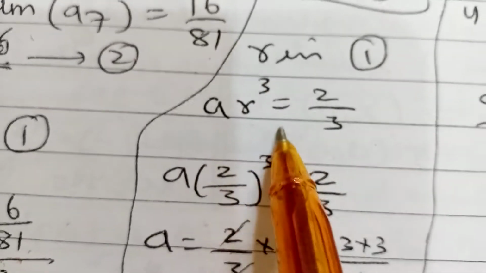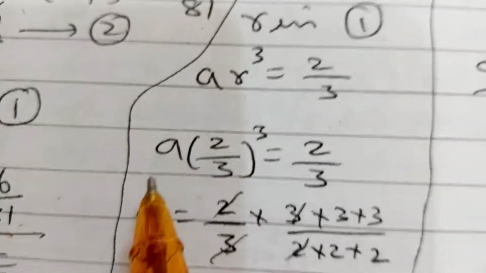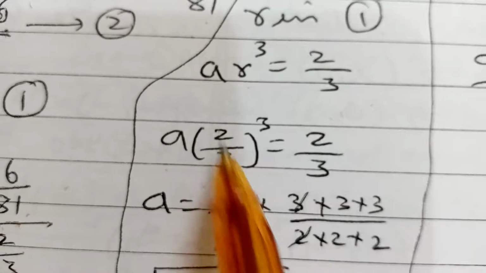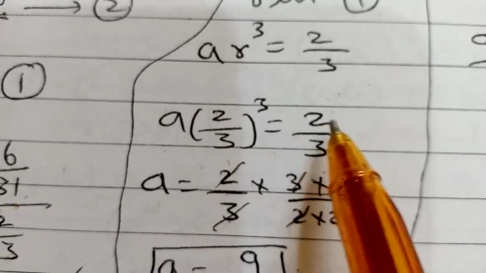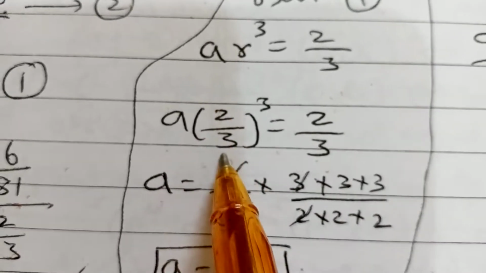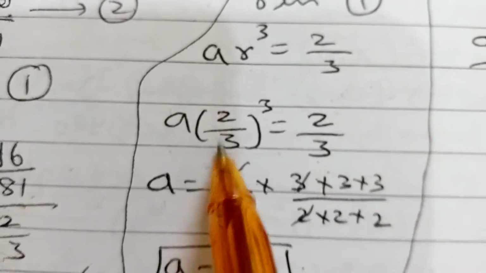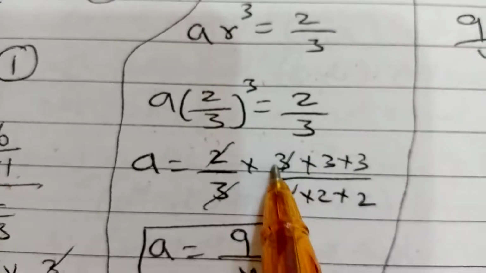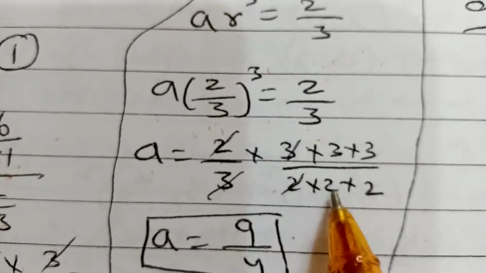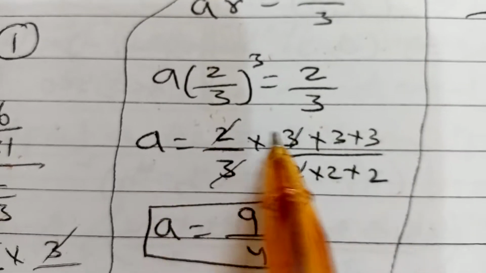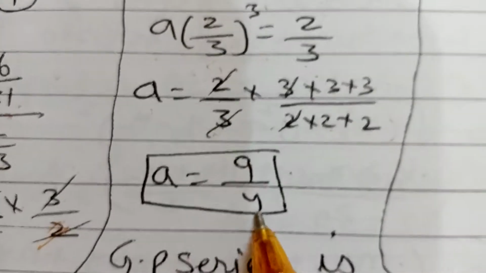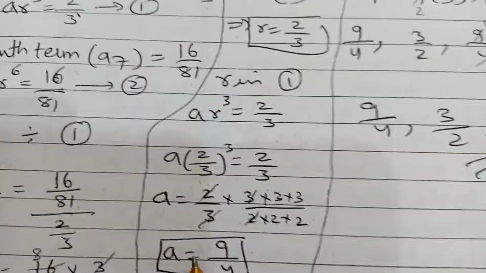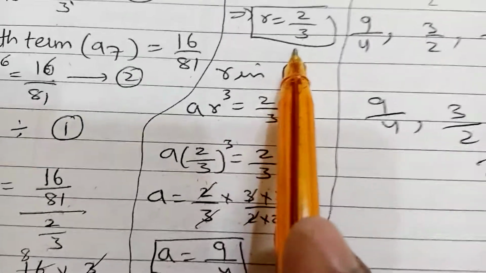A r to the power of 3 is equal to 2 by 3. A as it is. r means (2 by 3) to the power of 3 is equal to 2 by 3. So this 2 by 3, when you send it there, it becomes (3 by 2) to the power of 3, which means 3 into 3 into 3 by 2 into 2 into 2. This 2 cancels, this 3 cancels. 3 3s are 9, 2 2s are 4. So a is equal to 9 by 4. So thereby we have the a value and the r value.